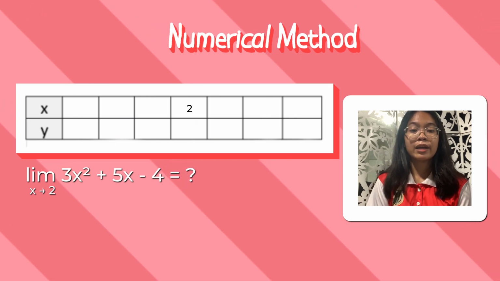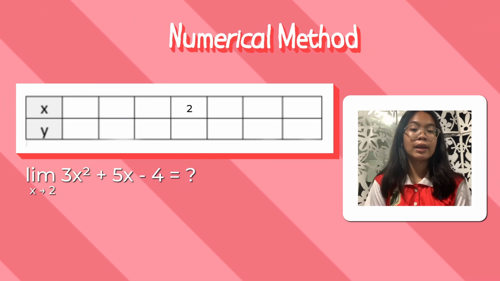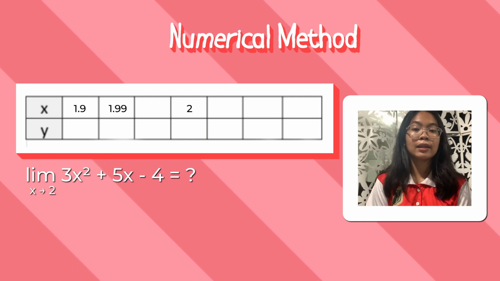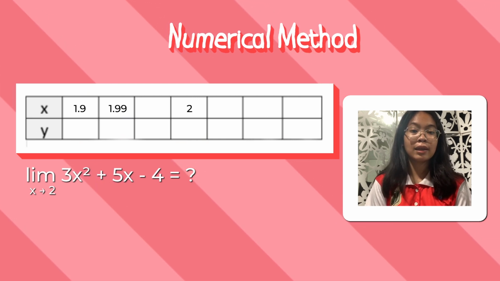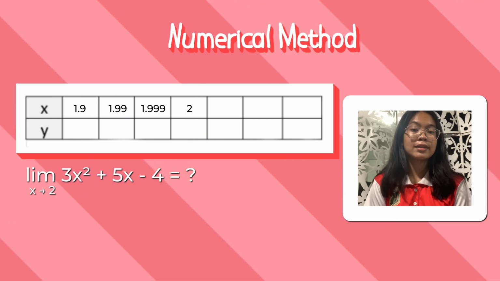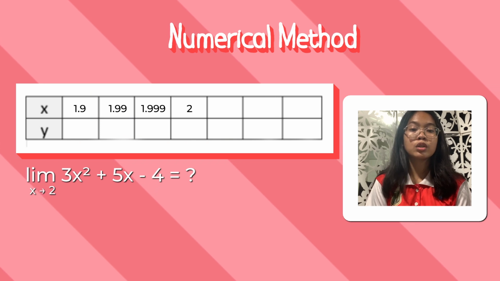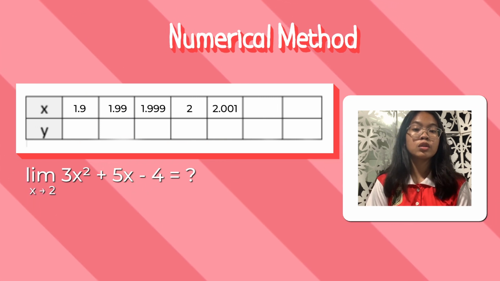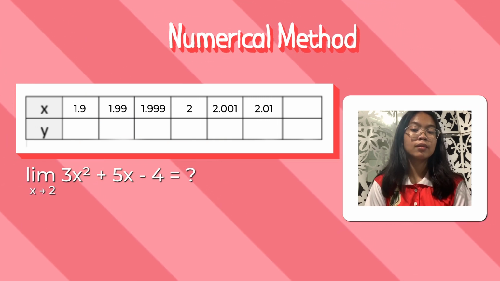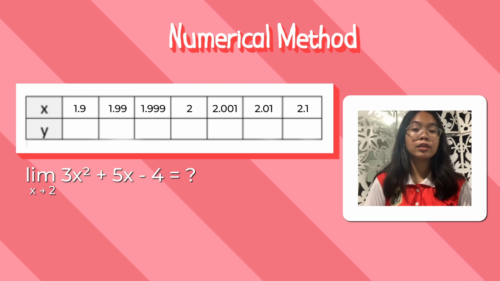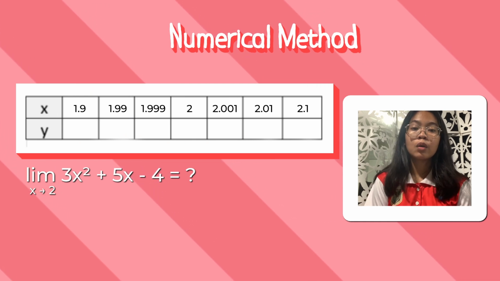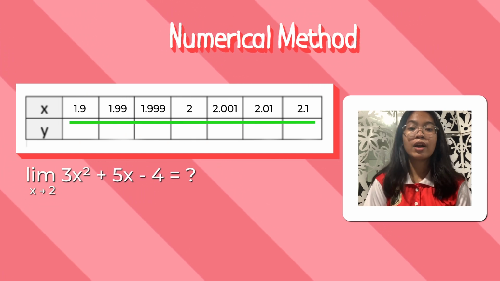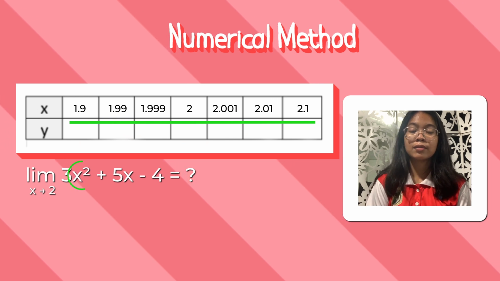Starting from the left side, we have 1.9, 1.99, 1.999, and on the right side, we will put 2.001, 2.01, and 2.1. In order to determine the value of our y, we will just simply input the value of our x into our given function.